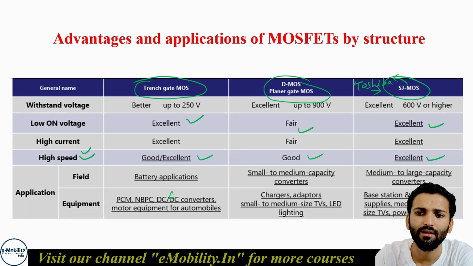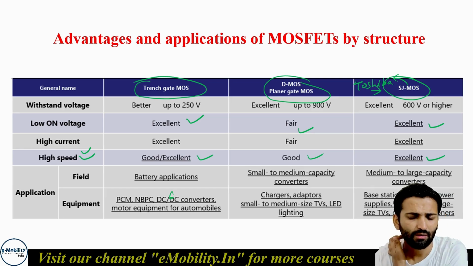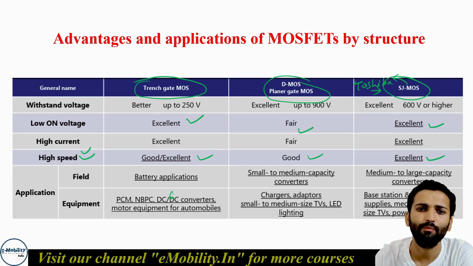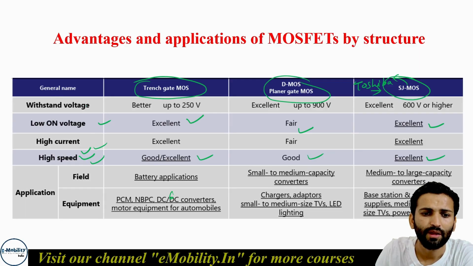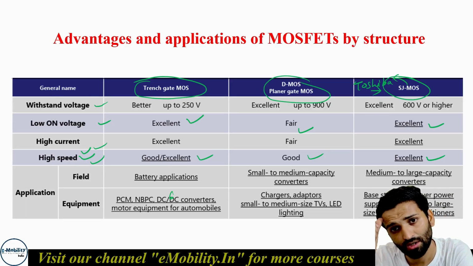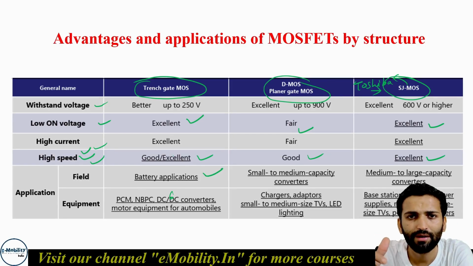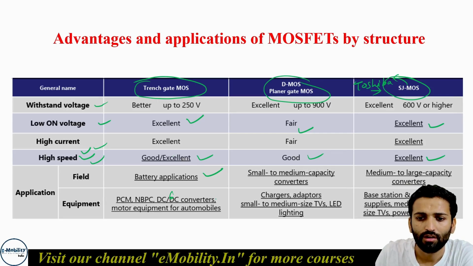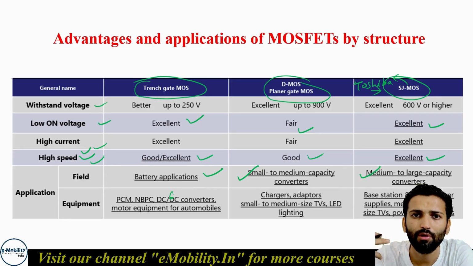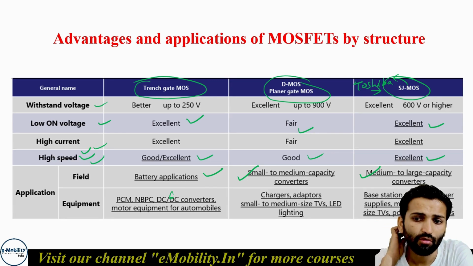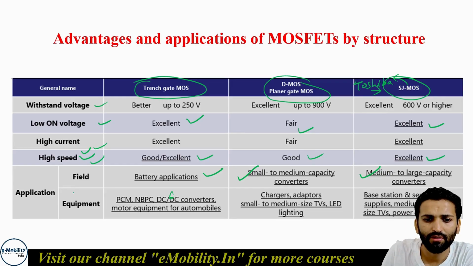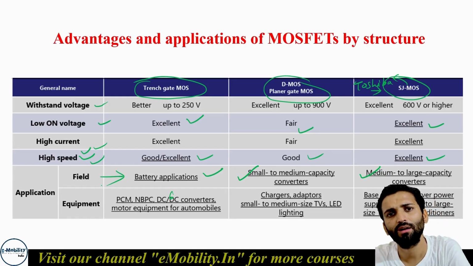So here you can see that the SJ MOS from Toshiba, which is also made by another company, is a better choice when comparing in terms of voltage, current, speed, and the reverse voltage which it can block. For small battery applications, you can use trench MOS, because in battery applications the voltage is usually lower. For small to medium capacity converters, you can use DMOS, and for medium to large capacity, where it can be a driver or a very high motor drive, you can use the SJ MOS or the super junction MOSFET. So this is how you select the type of MOSFET.